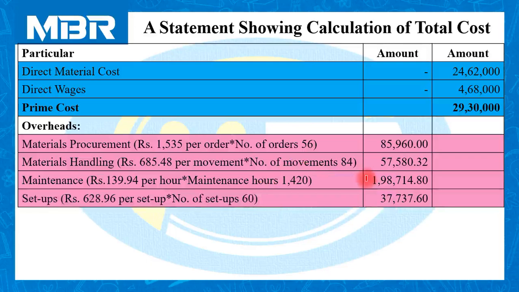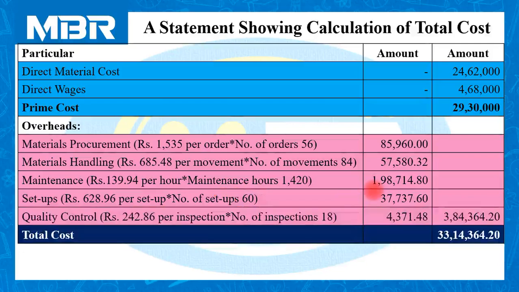Then setup cost. As per the calculation of cost driver rate for setup related activities, it is 628.96 per setup. For the production of this batch, we are in need of 60 number of setups. So 628.96 multiplied by 60 is equal to 37,737.6. 37,737.6 expenditure on setup dedicated to this project.